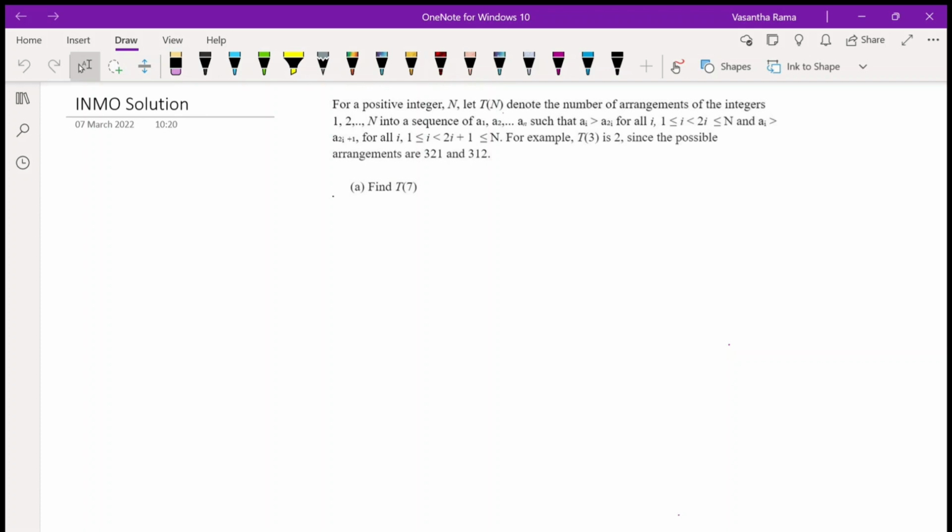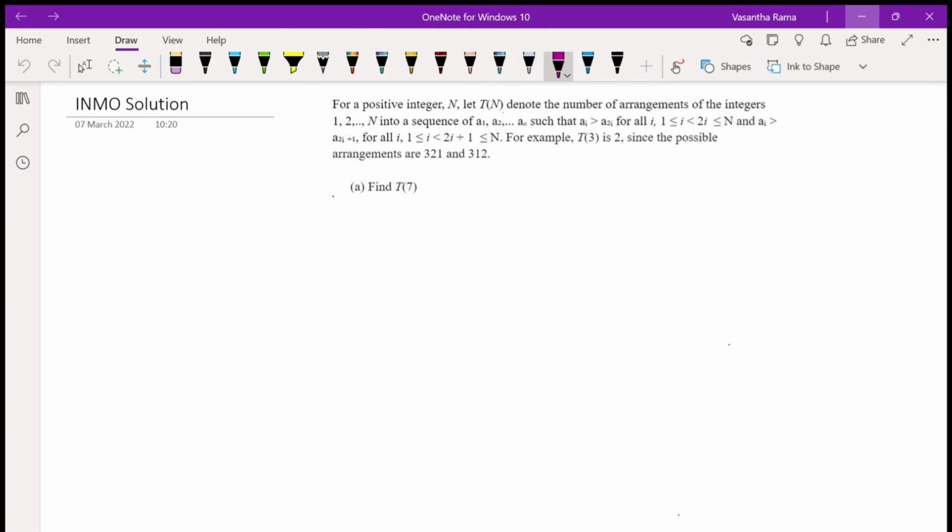So let's get started. The question says, for a positive integer n, let t of n denote the number of arrangements of the integers 1, 2 and so on up till n into a sequence a1, a2 and so on up till an, such that ai is greater than a2i and ai is greater than a2i plus 1, where i is defined. For example, t3 is 2, since the possible arrangements are 3, 2, 1 and 3, 1, 2, and we have to find out t7.